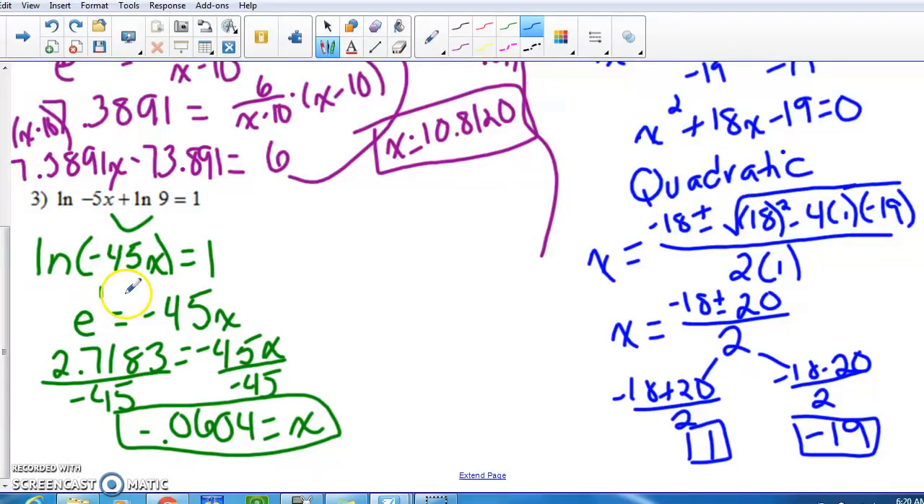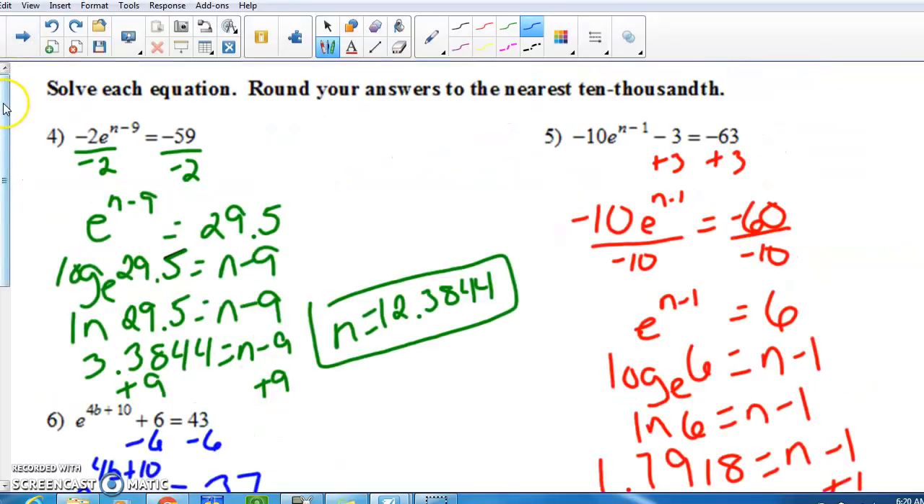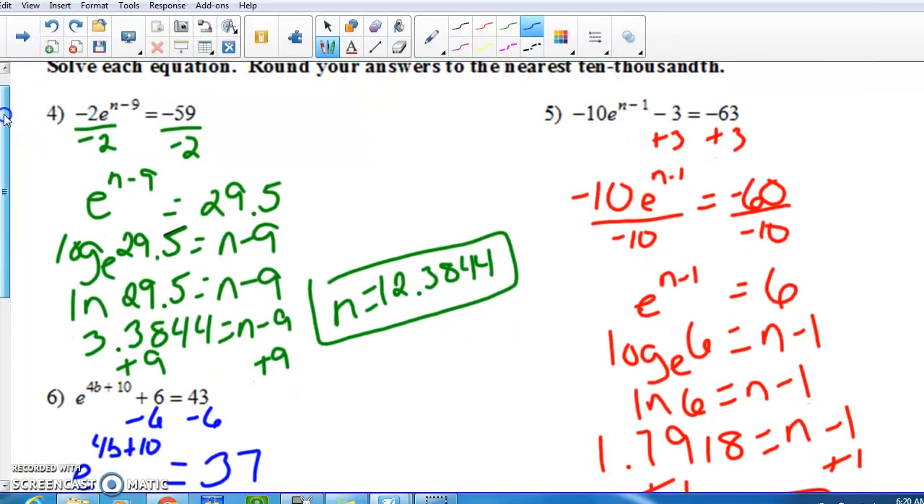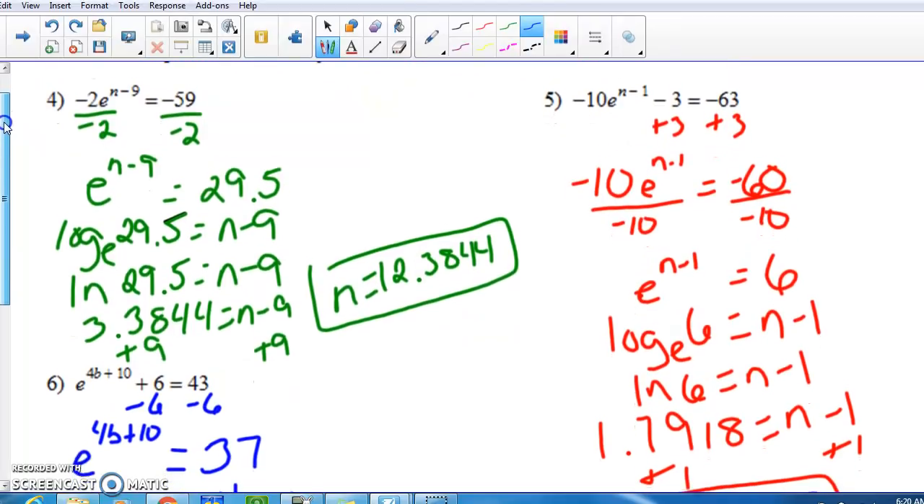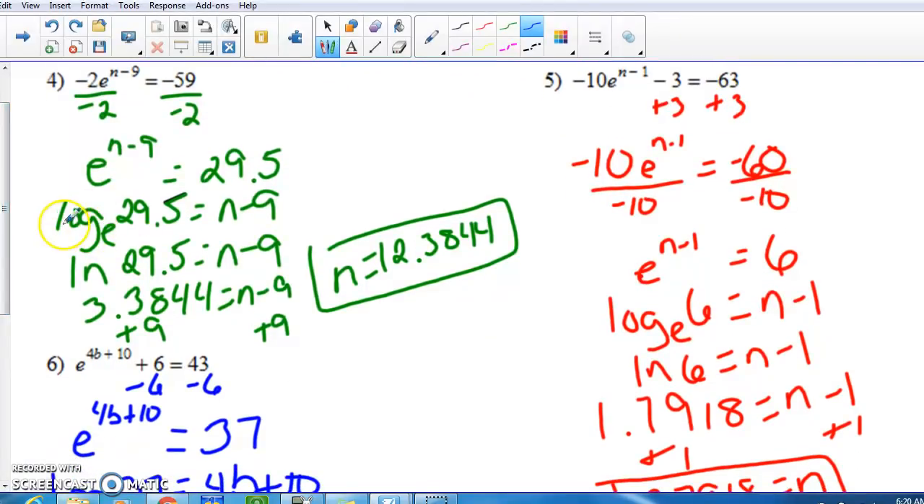If you look at number 3, this is another one that became a rewrite. There was only one natural log, so the base was e, so I had to rewrite that and go from there. Okay, if you look at 4, I had to first get e to the n minus 9 by itself. Then I can rewrite this. Again, if you're not writing this step right here, this line that says log e of 29.5 equals n minus 9, that's fine. If you jump right to ln, that's okay.